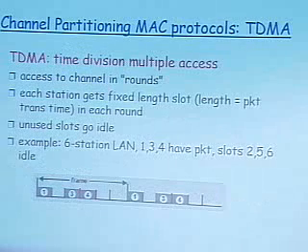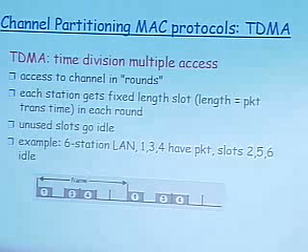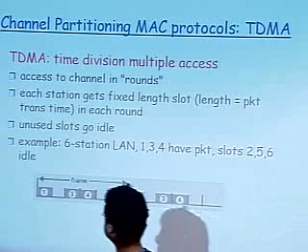So let's look at channel partitioning schemes. There are two basic kinds. One is TDMA, where you divide the channel into separate time slots. And the access to a channel is in different rounds. Each node gets a fixed length slot. The length could be, let's say, the packet transmission time in each round, and each node can only transmit in that slot that it has been assigned. Unused slots will go idle.